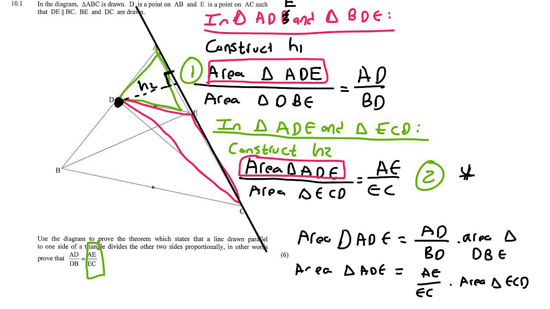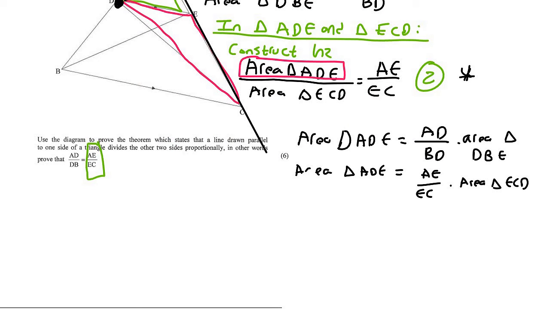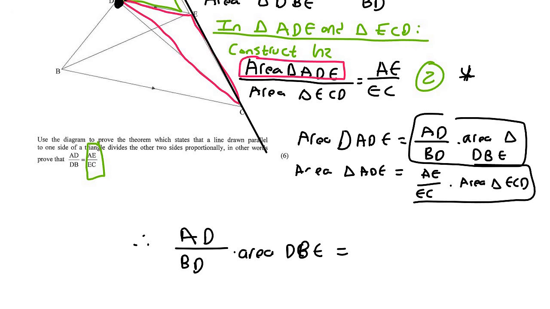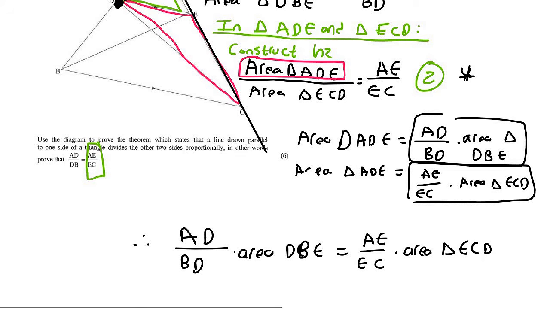Okay, so now because these two are the same, we can make those two expressions equal to each other. So we can then say, therefore, AD over BD multiplied by area of DBE must be the same. So you see, I'm saying that this part must be the same as this part. So it'll be AE over EC times by the area of triangle ECD. Okay, guys, we are nearly there.